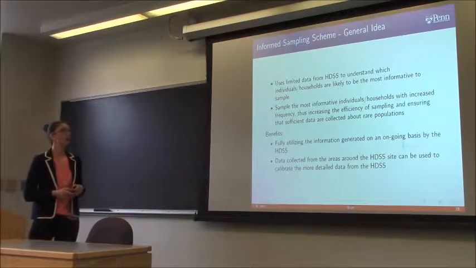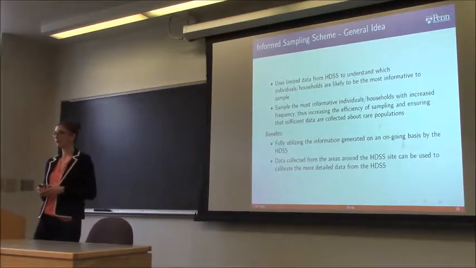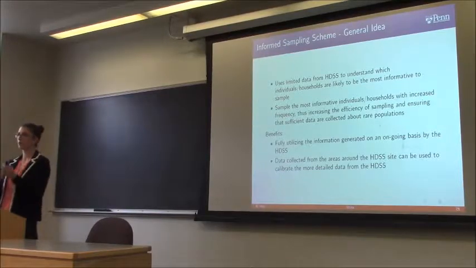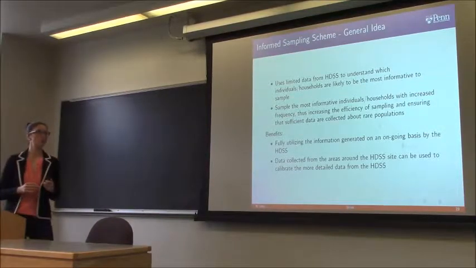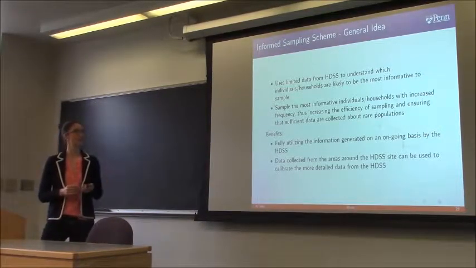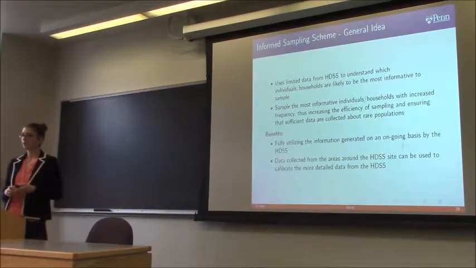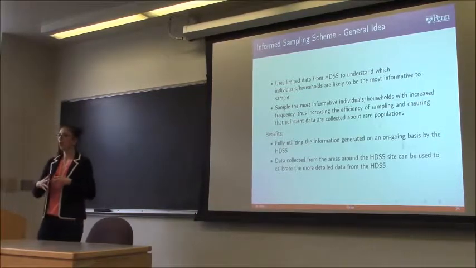Okay, so what is our informed sampling scheme like? I told you that we want to combine surveys in some way with some surveillance system. So the surveillance systems are the HDSS sites. They have limited but very good data. And so we want to use this data to say something about what's happening outside of those areas.